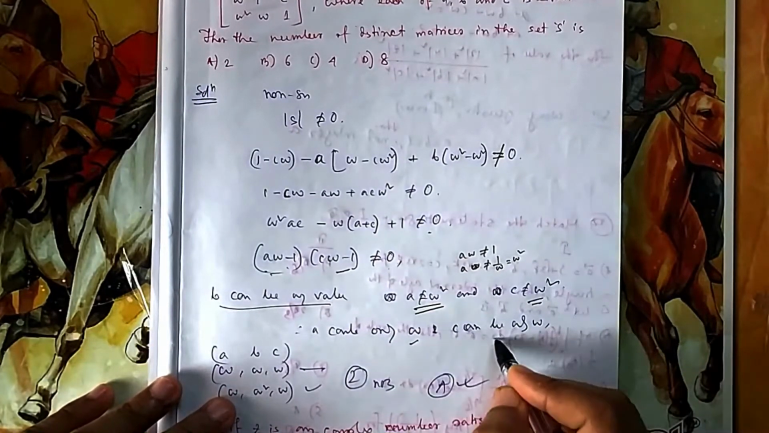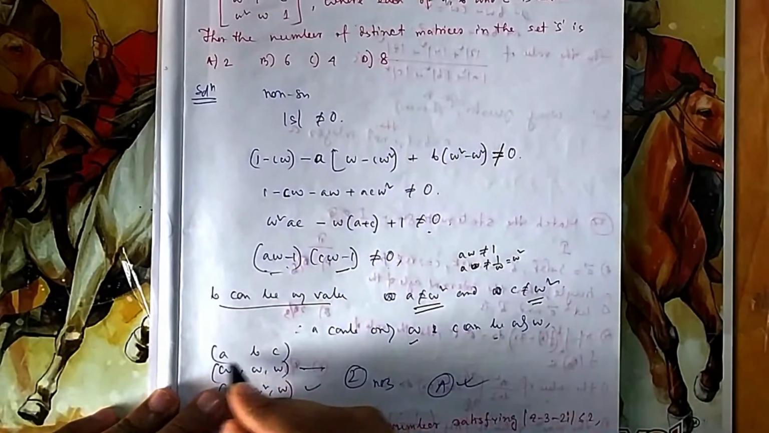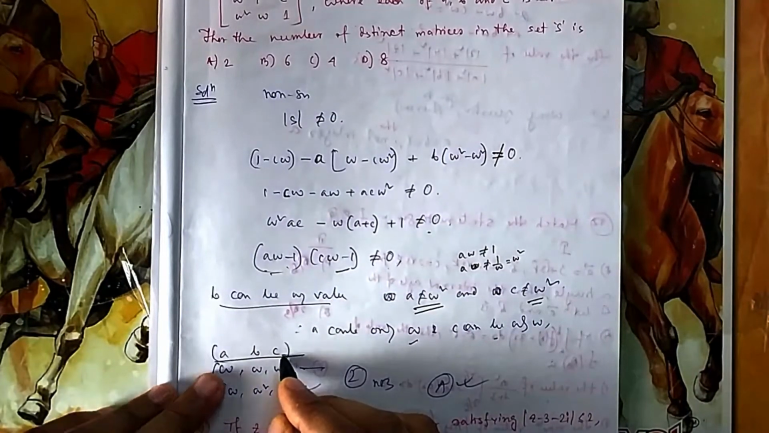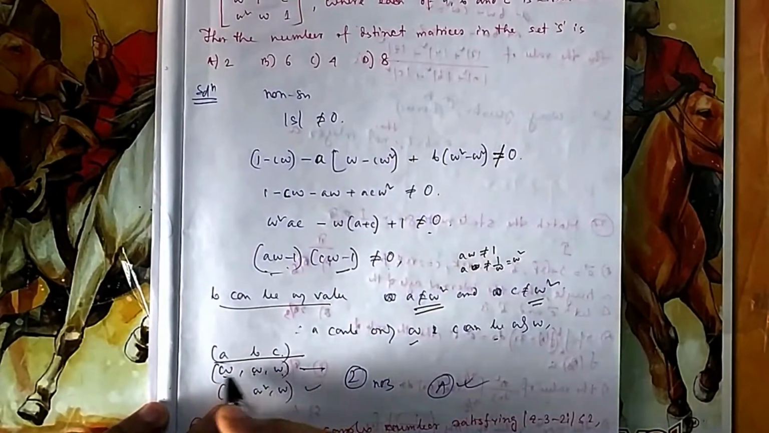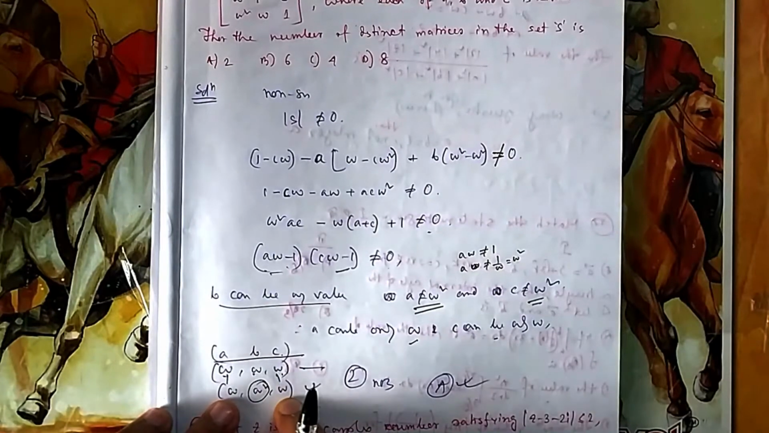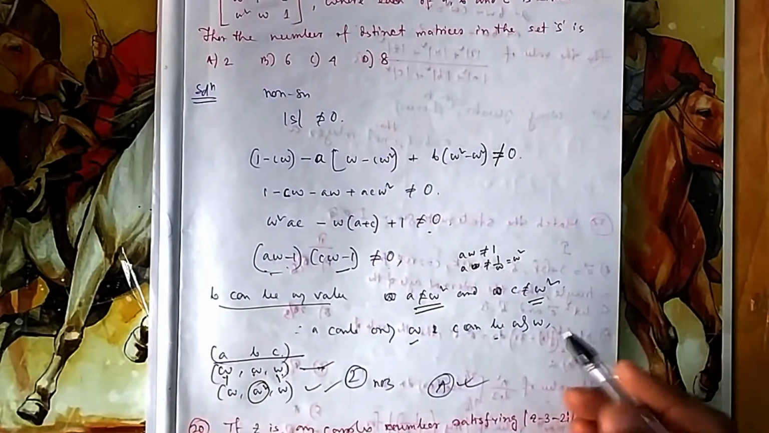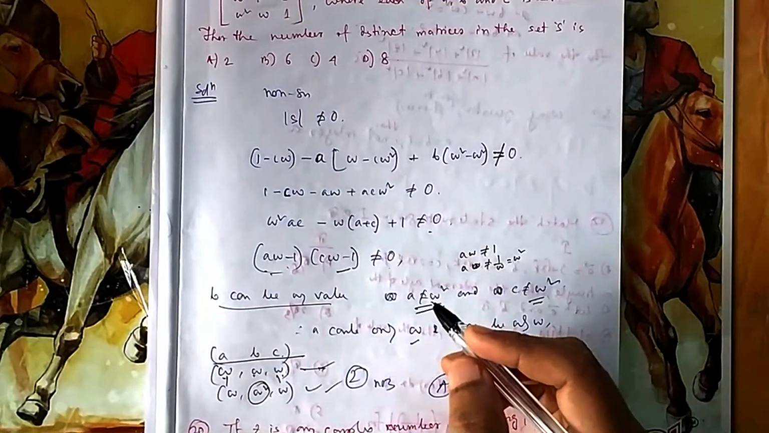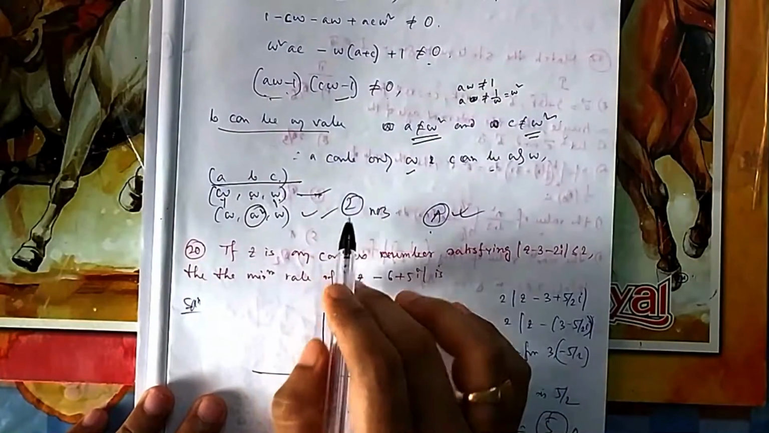So A and C can only be omega, but B can be any value. So what are the sets possible? They have asked you to get the set of ABC. So the possible set is all 3 omega, and another set is B can be omega square, but A and C cannot be other than omega. So these two are fixed, you can change only B. So only 2 combinations are possible. They have asked how many combinations of ABC are possible, so the answer is 2. 2 possibilities are there.